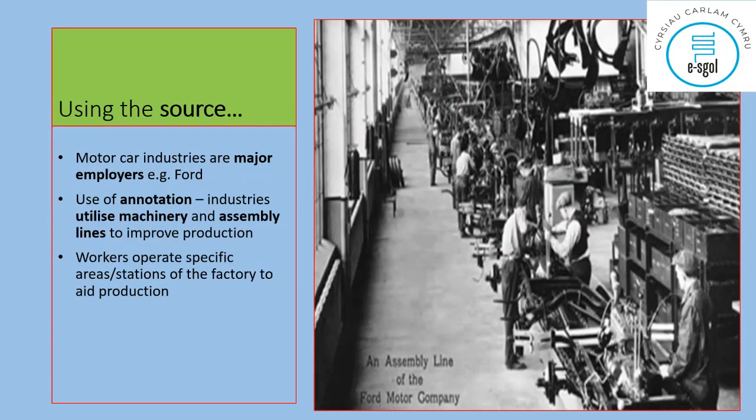For example, I picked out a few points here with regards to the source content. Number 1, I said it was a major employer. For example, the Ford garages. The annotation implies that industries utilize machinery and assembly lines to improve and indeed speed up production. I also pointed out a few seconds ago that it's there to have specialized units. I called it here specific areas or stations to aid production. So there's a few elements you could have picked out from the source content itself.